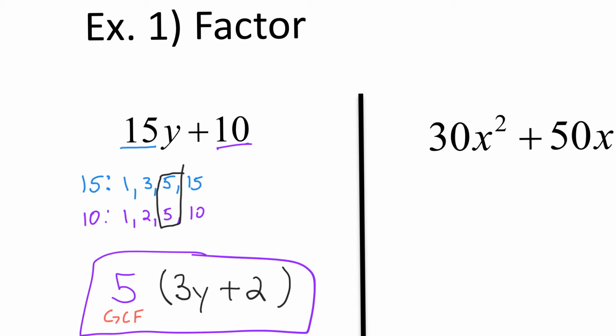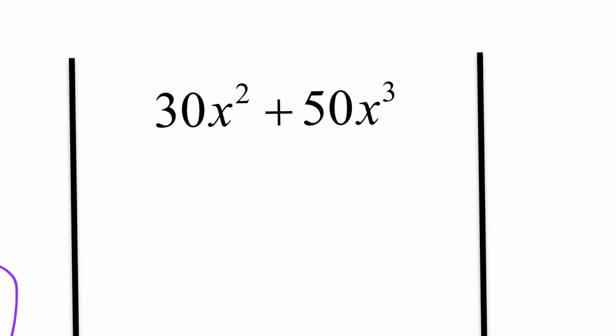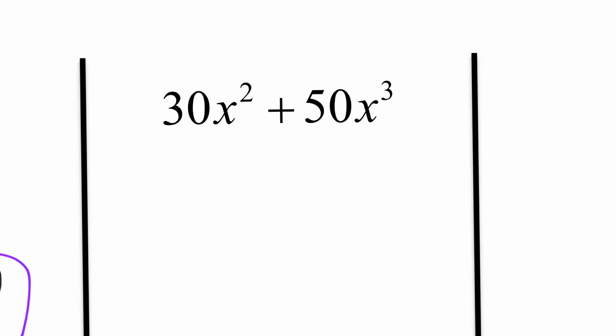Let's do another one. Now the next one actually has some variables in common. If you look at this one here, 30x squared plus 50x to the third power, both terms do have an x in common. Yes, I know they have different exponents, but when we say common variables, it's just the letter, the variable. So this term has an x, this one has an x. I'll tell you what to do with the x right now, but they do have an x in common. What that means is you're going to factor out an x, because that's what they have in common.